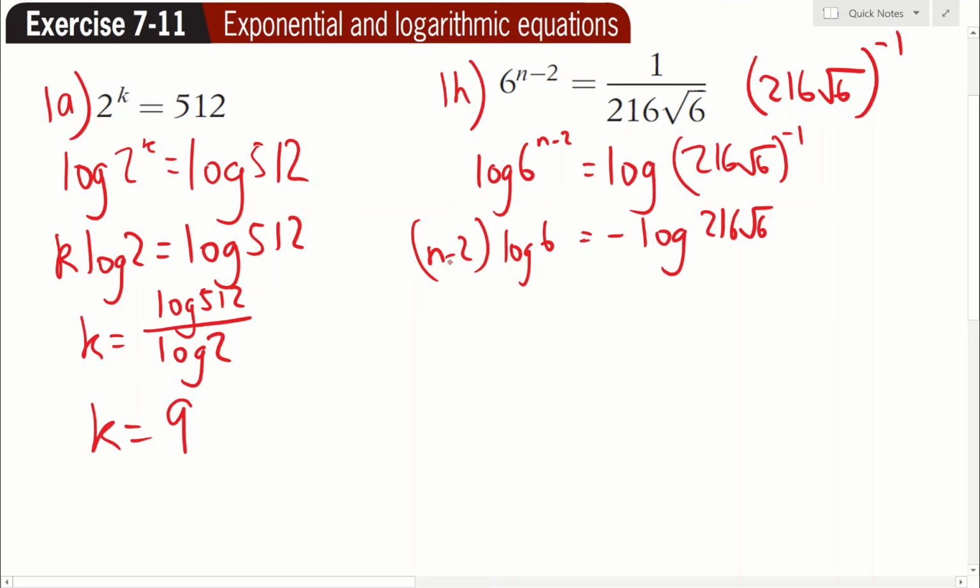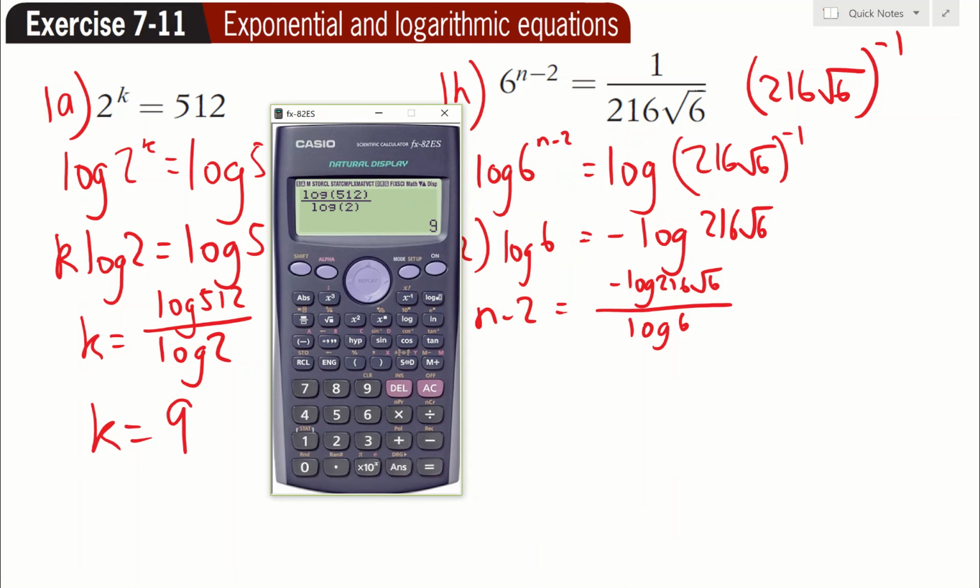Now, we want to get n minus 2 by itself, so I'm going to move the log 6 over to the right side, and I'll divide on both sides. So n minus 2 equals negative log 216 root 6 over log 6. Everything there stayed, move the log 6 to the bottom. We can put that on the calculator. So fraction negative log 216 root 6, close the bracket. Check that your brackets are right as you're doing this, because that will come up with a syntax error otherwise. And we get negative 7 over 2.